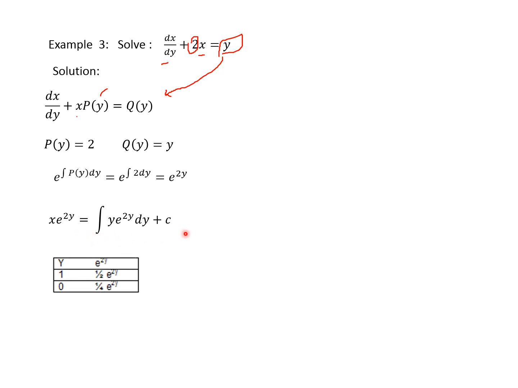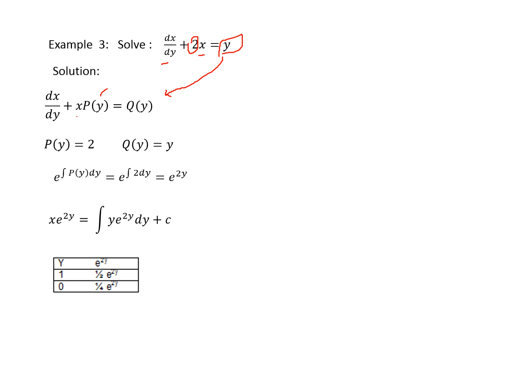Let's use a technique to determine the integration by parts. This is the original function, y and e to the 2y. What you do is differentiate until it becomes 0. The derivative of y is 1, and the derivative of 1 with respect to y is 0. Integrate e to the 2y with respect to y, that is 1/2 e to the 2y, and integrate it again, that's 1/4 e to the 2y.